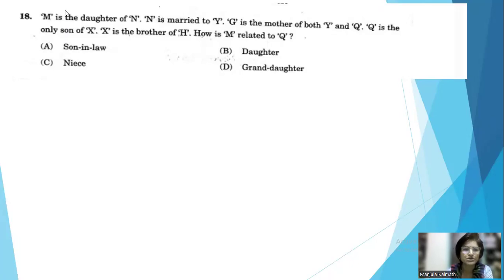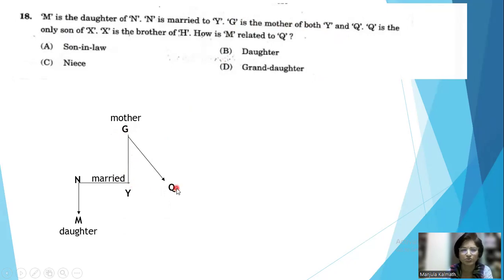The first statement: M is the daughter of N. I'll draw this relation. Next, N is married to Y. Then G is the mother of both Y and Q. Mother of Y and Q here.